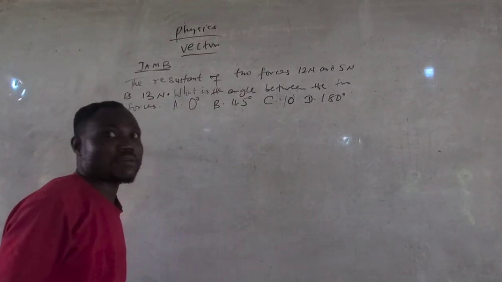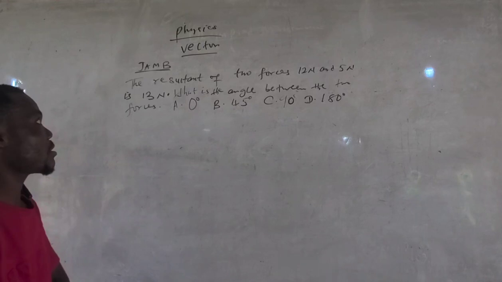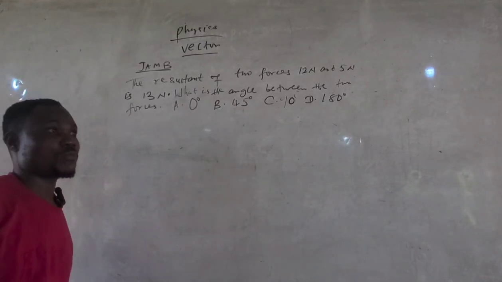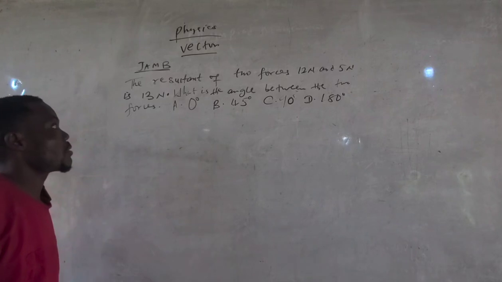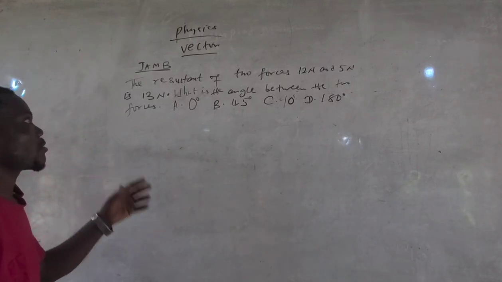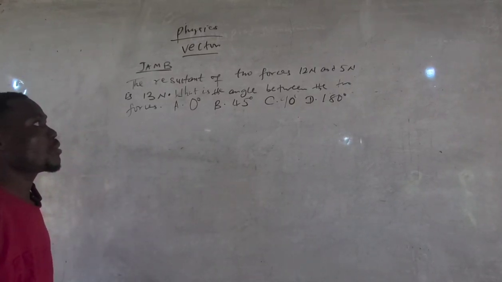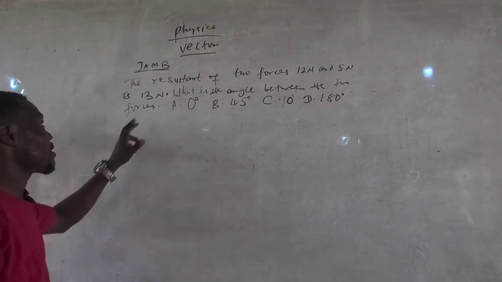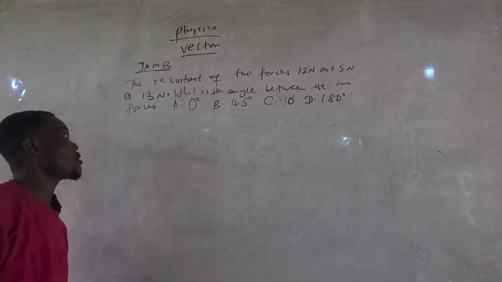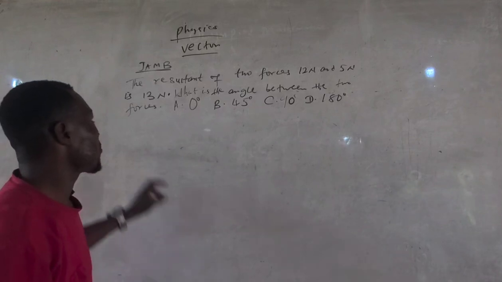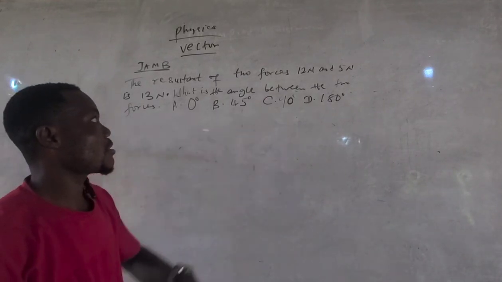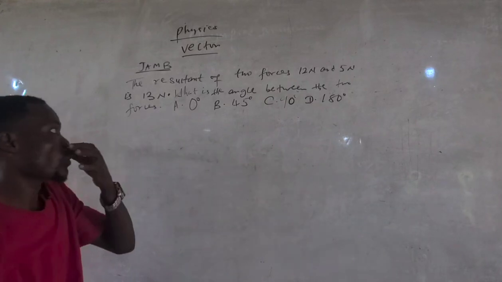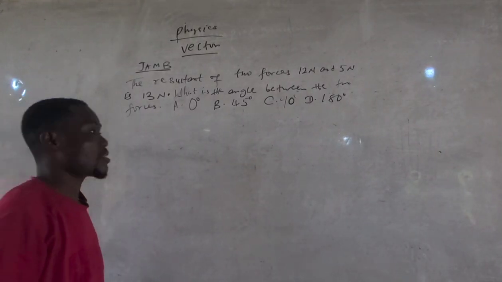We have another problem on vector. This is one of the JAMB questions on vector. The resultant of two forces, 12 Newton and 5 Newton, is 13 Newton. What is the angle between the two forces?